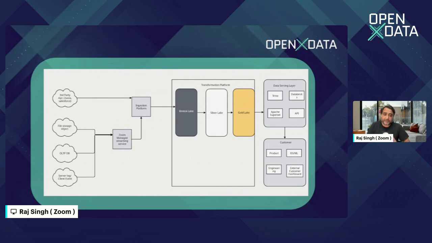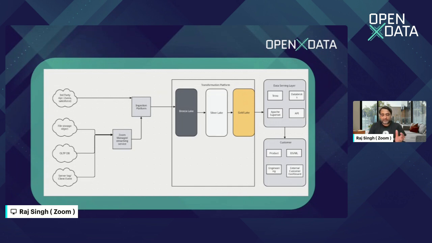But when it comes to the raw layer, that is the bronze layer, the bronze lake basically contains the real-time frequency data. But in the gold layer, we are storing hourly or daily frequency data. And it also focuses mostly on the micro outage, not on the macro outage data.